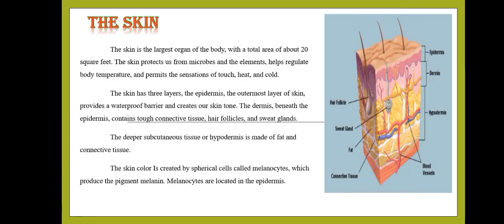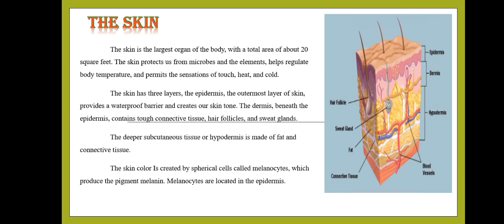The skin. The skin is the largest organ of the body, with a total area of about 20 square feet. The skin protects us from microbes and elements, helps regulate body temperature, and permits the sensation of touch, heat, and cold. Also, the skin has three layers.